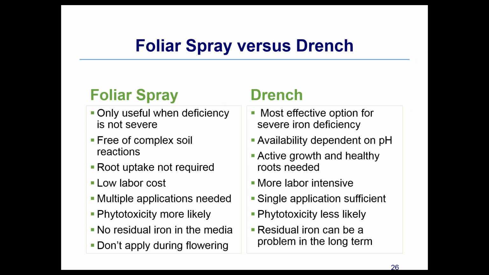Everything I said about foliar spray, the opposite is true for drenching. Drenching is more effective when you have severe iron deficiency. Therefore, you don't need to apply it as many times. The drench will depend on the form of the iron and also on the pH of the growing media. You need the plants to be growing. Again, that can be an issue if we're growing things a little bit on the cold side. It's a little bit more labor intensive because you want to go container by container. And then the benefit is single applications are sufficient, but also phytotoxicity is less likely, so that's a big benefit.